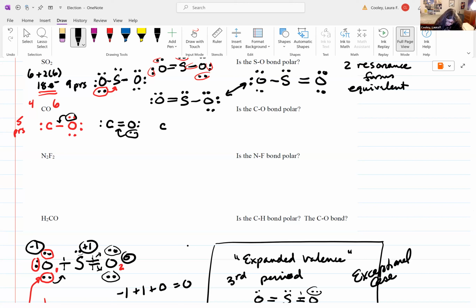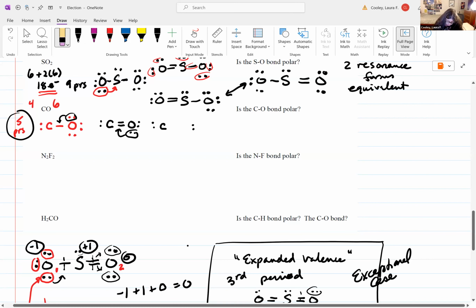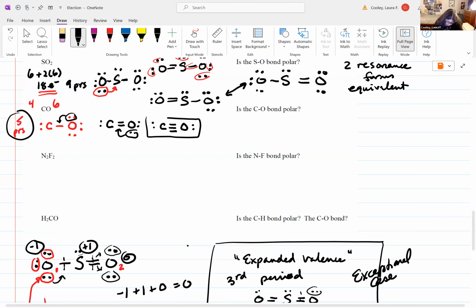But after we do that, now we have a triple bond. Let's count up the pairs again. We have 1, 2, 3, 4, 5. So the pairs are all correct, right? You said we had 5, okay. And we have octets on each of these atoms. 2, 4, 6 for the triple bond, and 8, right? So 2, 4, 6, 8 for each one. And so this is the Lewis structure.